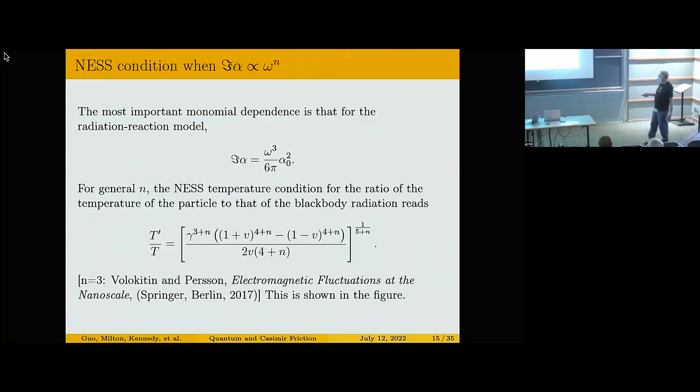Well, this formula now can be made explicit, for example, for this case, or in fact, for any monomial. So T prime over T is given by this explicit function, depending on the power of the monomial. Now realistically, you'd say n can only be an odd integer because the imaginary part of alpha has to be an odd function, but the formulas don't care. So this makes sense, and again, this is a known formula.